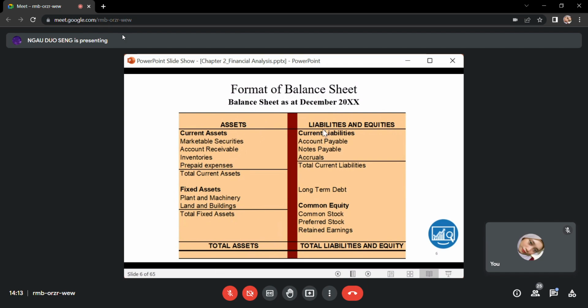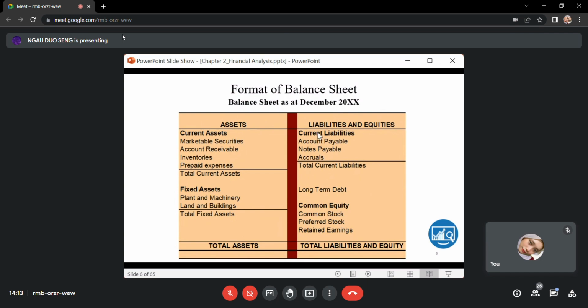On the right-hand side, we have the liabilities and equity. Starting with the current liabilities, we have accounts payable, notes payable, accruals, then you total up, we have the total current liabilities, then we have the long-term debt. Total current liabilities plus long-term debt is the total liabilities. Then we have common equities. Under common equities, we have common stock, preferred stock, and retained earnings.